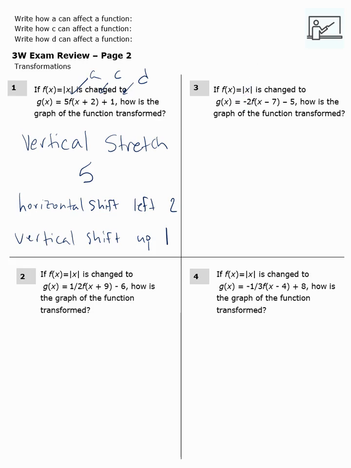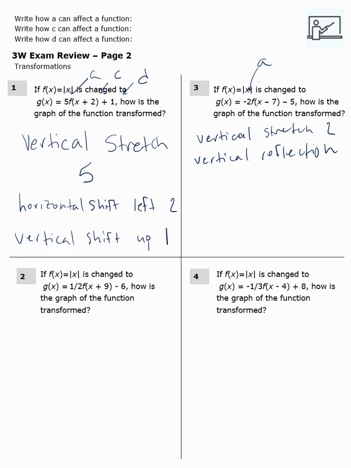So let's look at this problem right here. First thing I'm going to do is look at my A. My A, first and foremost, has a whole number, 2, and so I know that it's going to be a vertical stretch of 2. But I also notice that this A is negative, and that negative, if you'll remember, means it's going to be a vertical reflection. So this A actually makes it do 2 things, a stretch of 2 and a reflection around the x-axis.